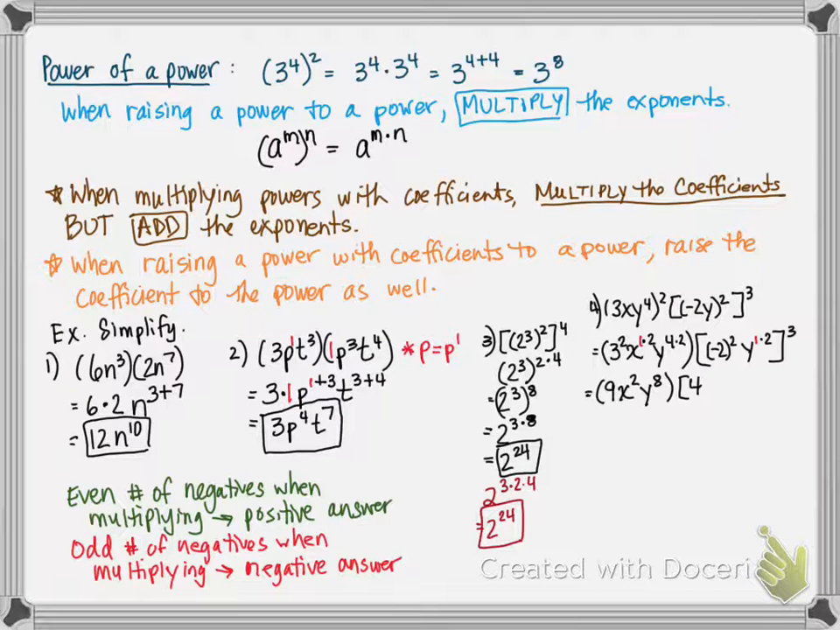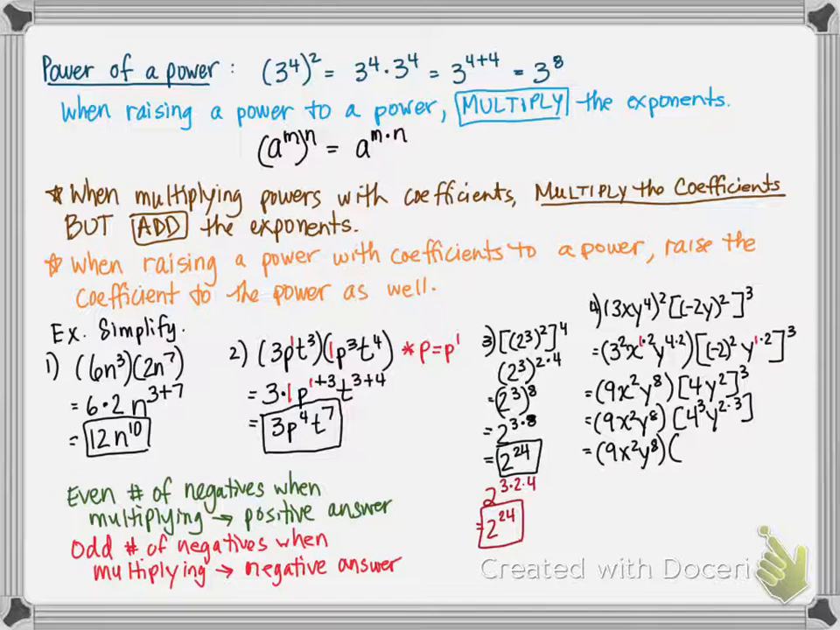Okay, all right, so back to the problem. So negative 2 squared is 4, and then we have y, 1 times 2 is 2. But we still need to cube that guy. So 9x squared, y to the 8th is just hanging out for a little bit. And then we're going to get 4 cubed y squared cubed. So let's do that. And we get 9x squared y to the 8th.